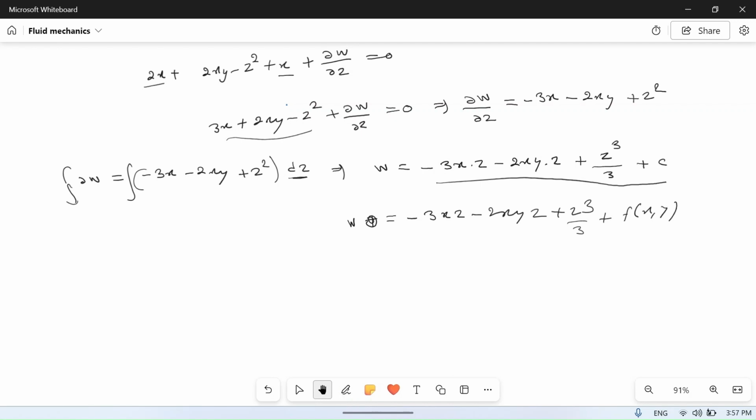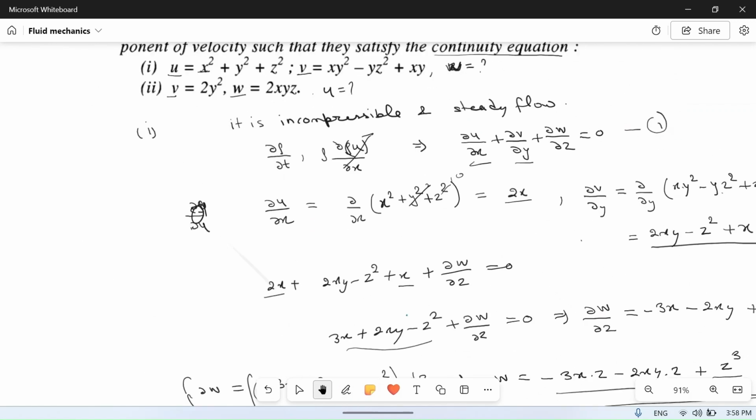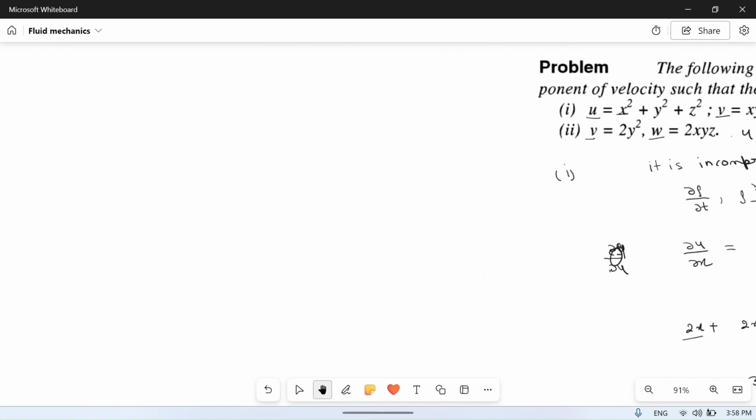Okay, because here we integrated with respect to z, so when we are integrating with respect to z, then x and y are constant. Okay, that's why the constant can also be a function of x and y. So this is our third component. Now let's see the second part of the question.